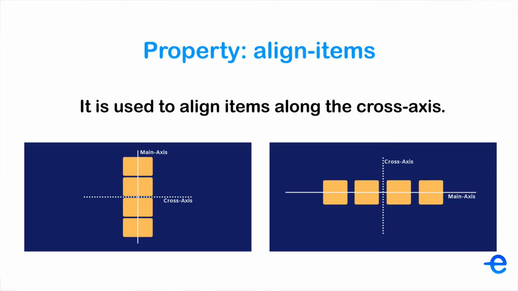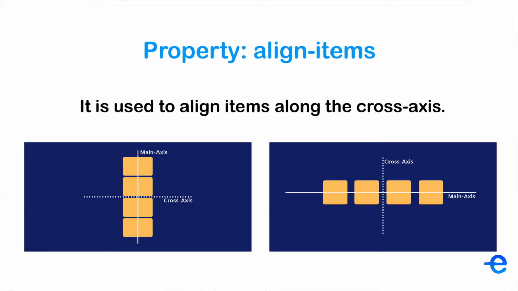In today's video, we will learn how to align flex items. Flex provides us with two properties for this purpose: align items and align content. Let's talk about the first property, align items. This property is used to align items along the cross axis.